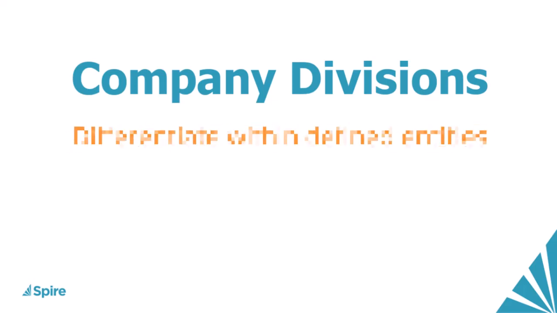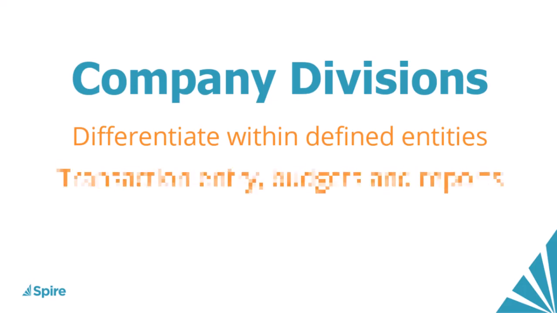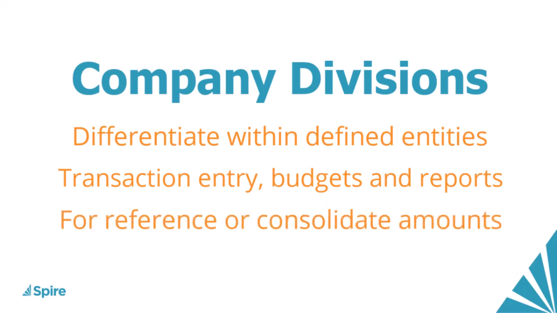Divisions are used to differentiate company accounting within defined entities that require fully separate trial balance reports and financial statements for all accounts. You can optionally enable divisions in Spire to activate functionality in transaction entry, budgets, and reporting, to assign to specific transactions or see consolidated amounts.